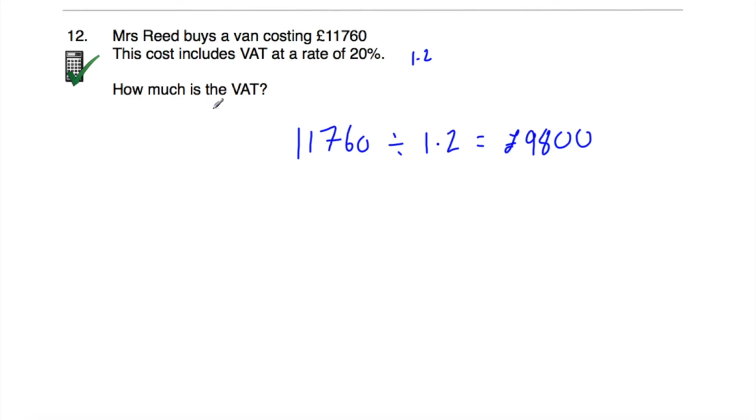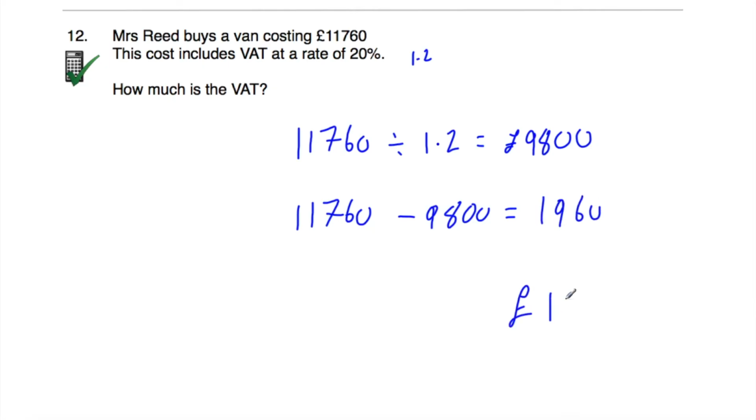And then if we want to work out how much the VAT is, we can take the £11,760 and take away the 9,800, and that's equal to £1,960. So the VAT is £1,960. And that's it. Okay, let's look at our next question, question number 13.